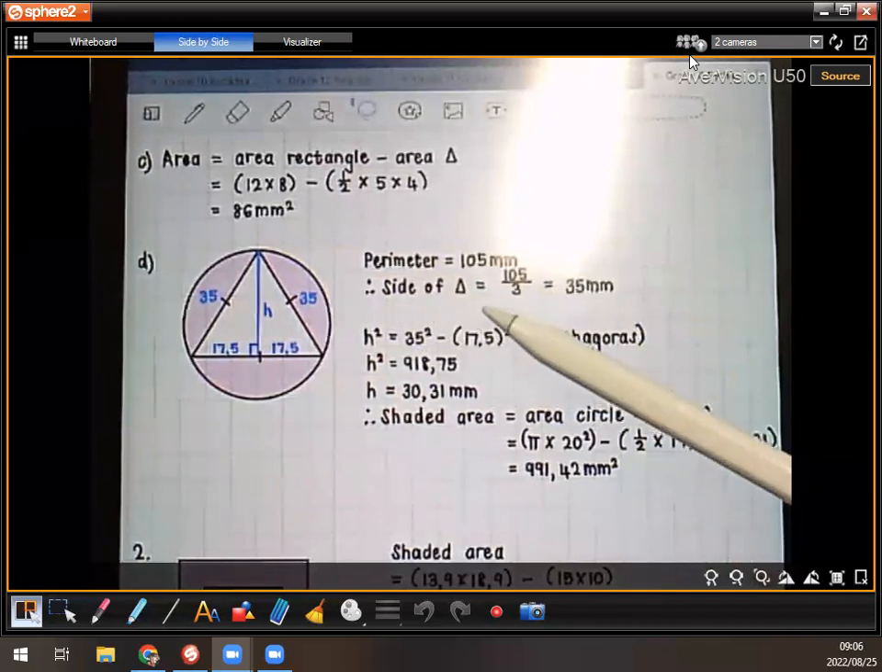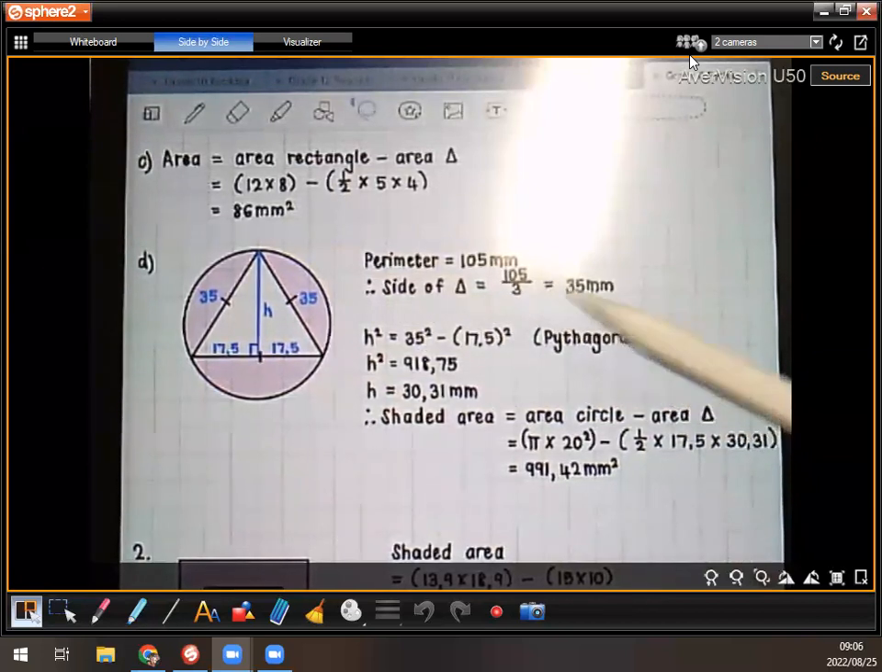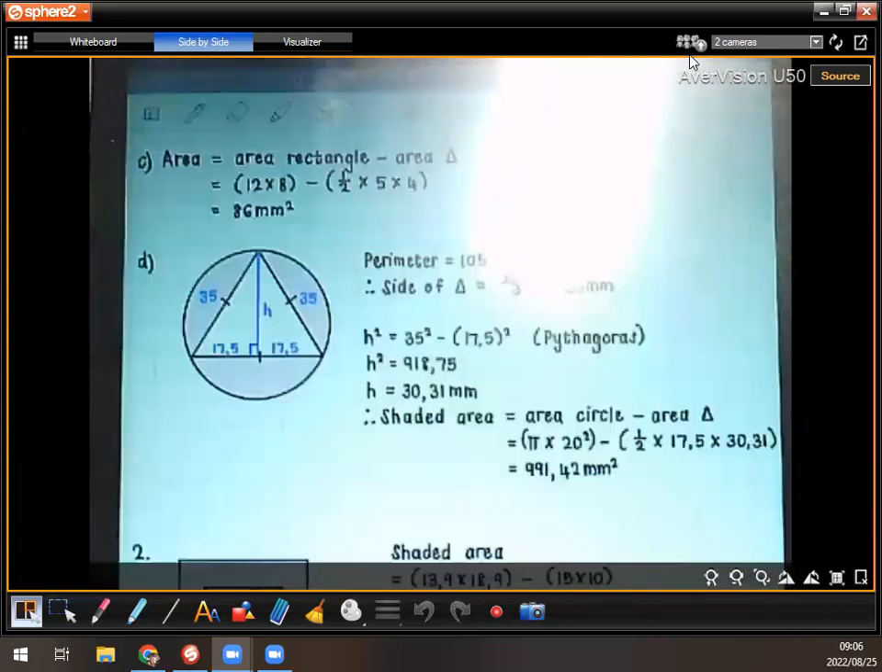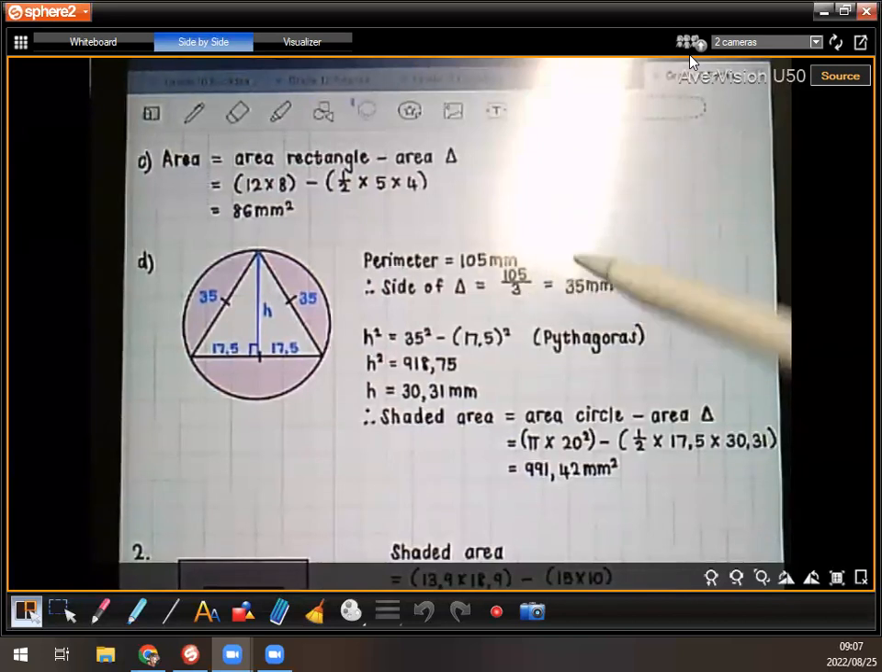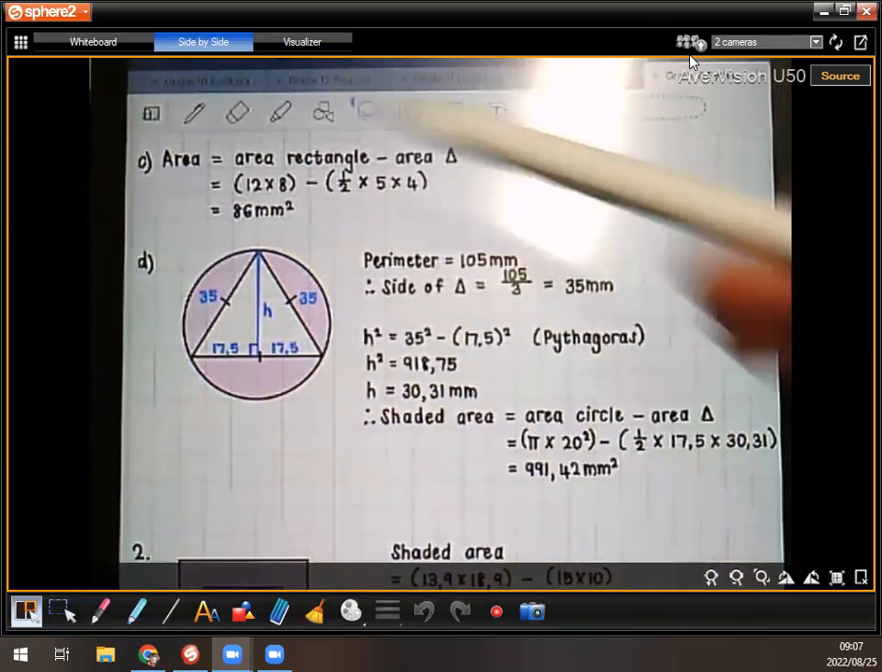So the side of the triangle is 105 divided by 3. If this was a scalene triangle, could I have done 105 divided by 3 to get the sides? No. The only reason why I can divide the perimeter by 3 to get the length of the side is because all 3 sides are equal. If they weren't equal, I couldn't have done it. It would have had to give you some other information. So the length of the sides, all 3 of them, will be 35 millimeters.